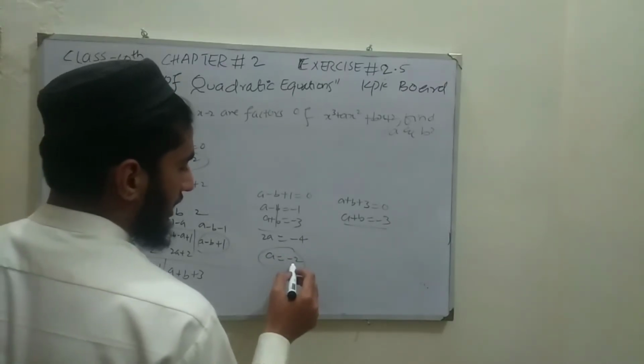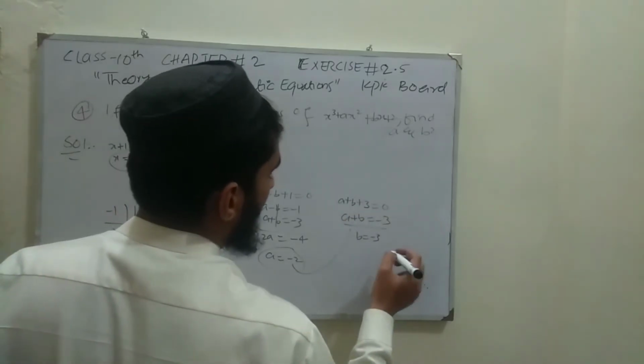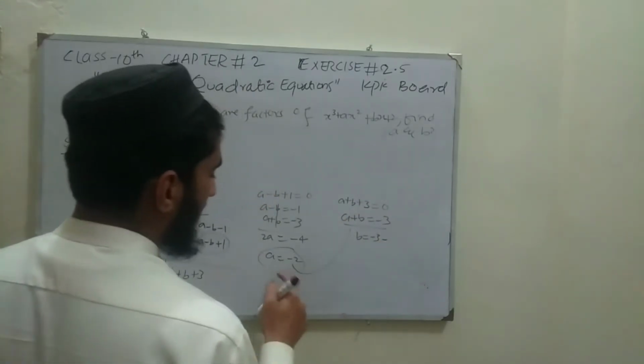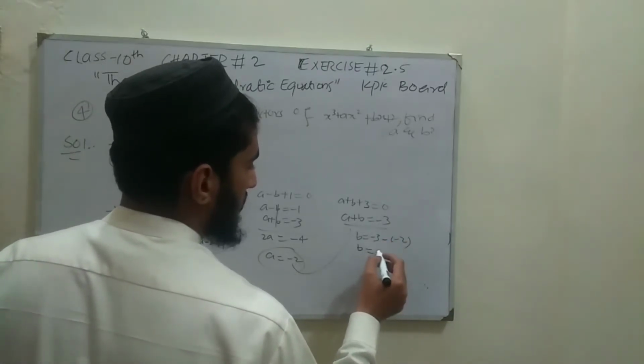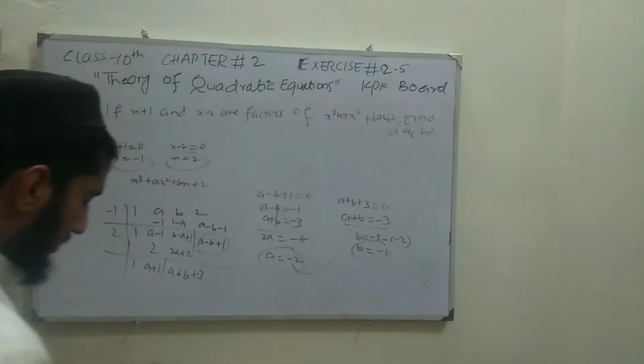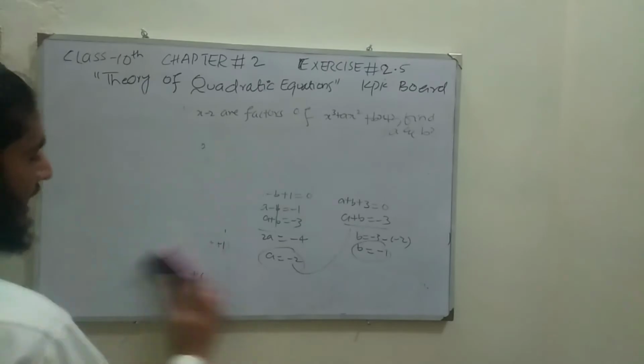For the value of a equal to minus 2 here, b will be equal to minus 3. A will shift to the right hand side and becomes minus a, and a is minus 2. So minus 3 plus 2 gives us b equal to negative 1. So the value of a is minus 2 and the value of b is minus 1. Move to question number 5.